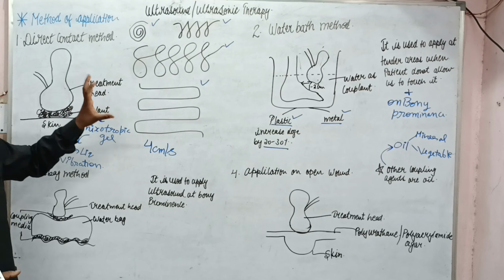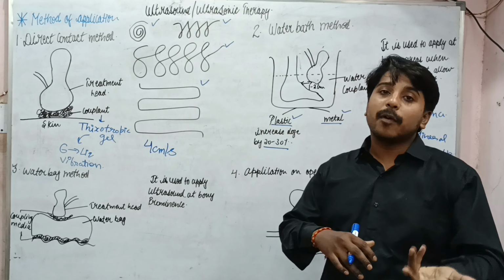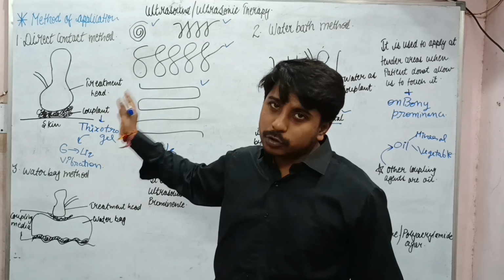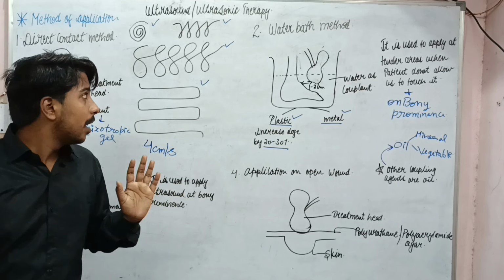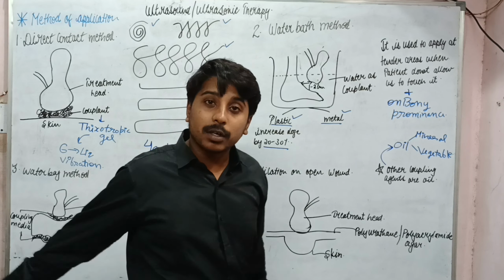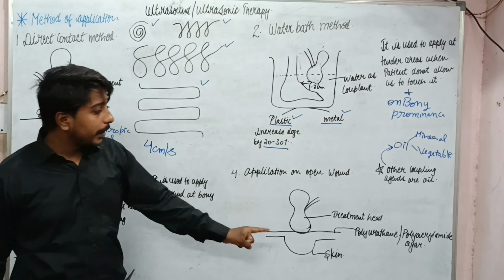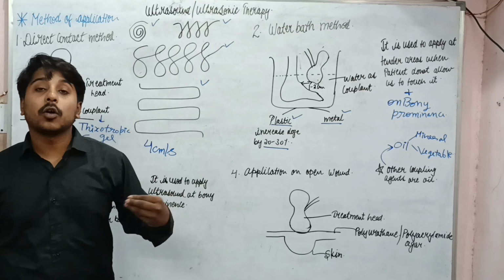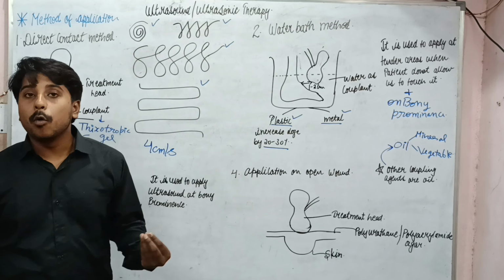So these are the main methods of application. You need to understand which type of method is used and why. Direct contact can be used on most body parts where there is no bony prominence, that is, where muscular tissue is present. Water bath is for bony prominence along with a lot of tenderness. Water bag is for bony prominence. Then polyurethane or polyacrylamide agar, which is also written in some books as solid sterile gel couplant, is used for the open wound.